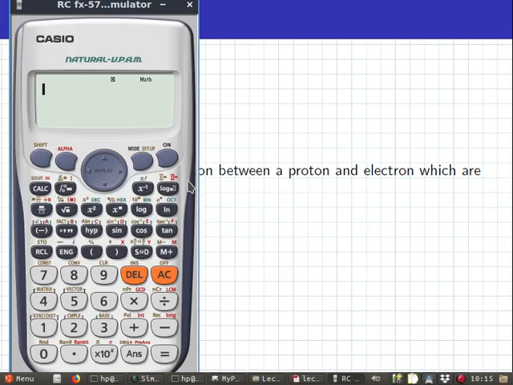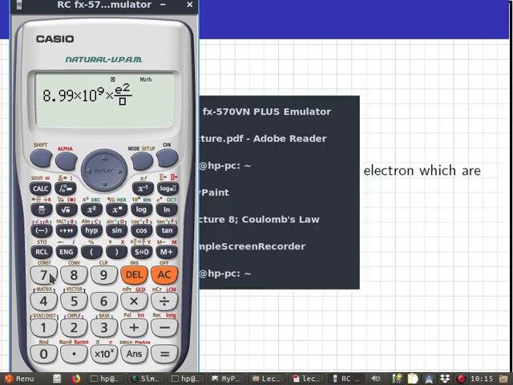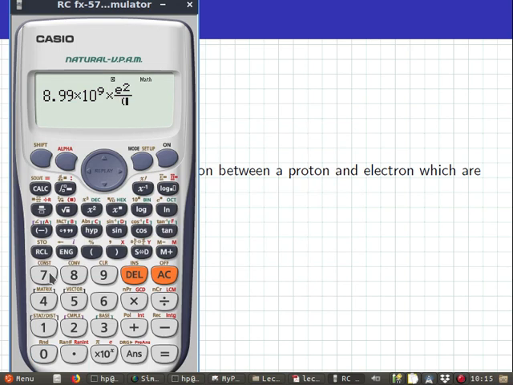Great, let's calculate. So what was the K? 8.99 times 10 to the power of 9, wasn't it? Yeah? And then the charges of the proton and electron are both E, and the distance is 0.1 nanometers.